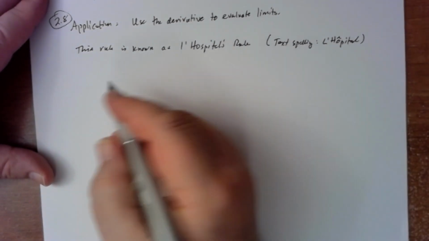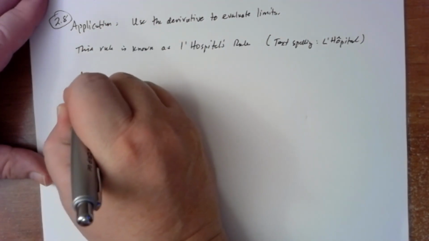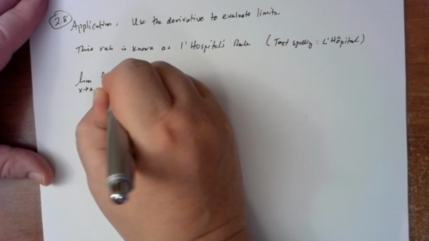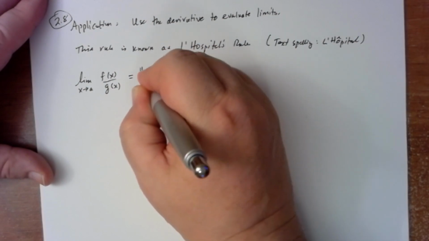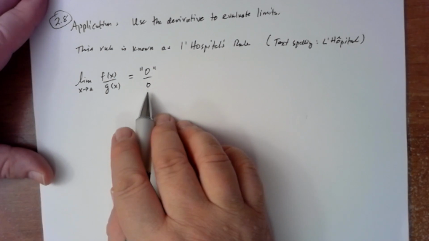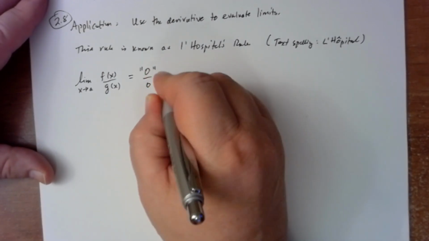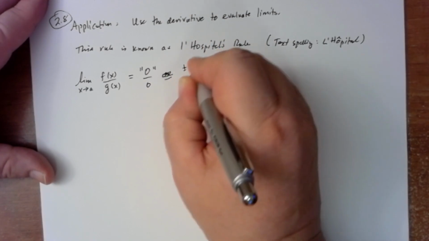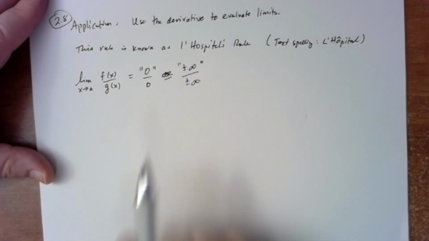Okay, so we're going to be taking a look at a very popular limit. We're going to take the limit as x approaches a of f of x divided by g of x, and we're going to assume that we get the ever popular 0 divided by 0. That is an indeterminate form, because this indicates that we have to do more work to try to figure out what the value is. Or, maybe I should say plus or minus infinity divided by plus or minus infinity. So L'Hopital's rule will work in this case too.